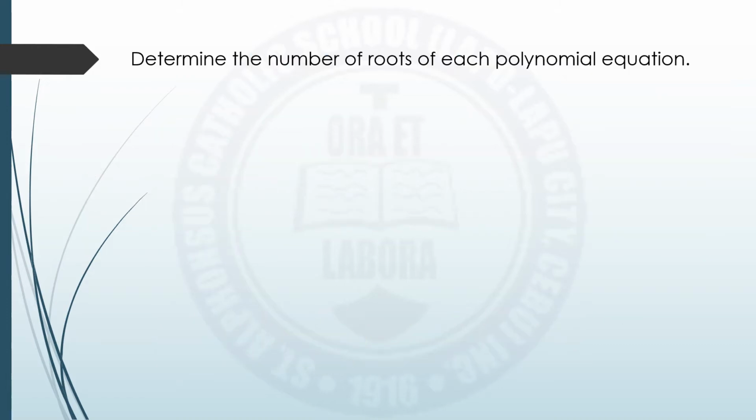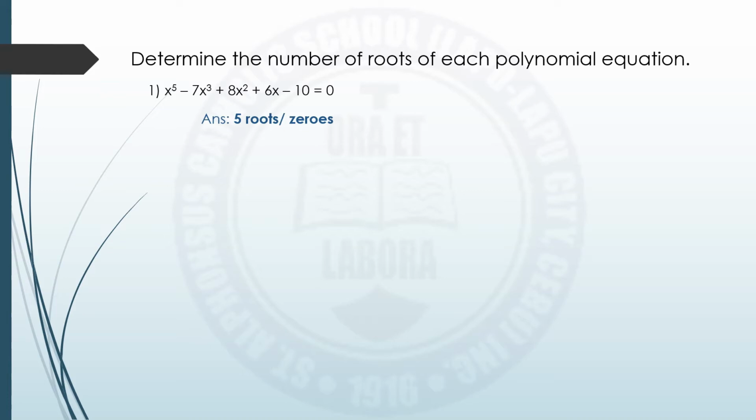So let us determine the number of roots of each polynomial equation. For number 1, if we have x raised to 5 minus 7x cubed plus 8x squared plus 6x minus 10 equals 0, what is your answer? There are 5 roots or zeros because the polynomial is of the 5th degree, because its highest exponent is 5.